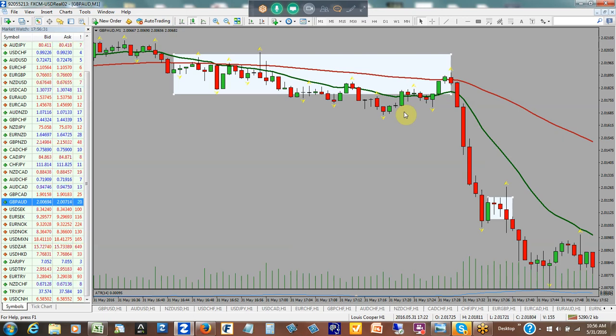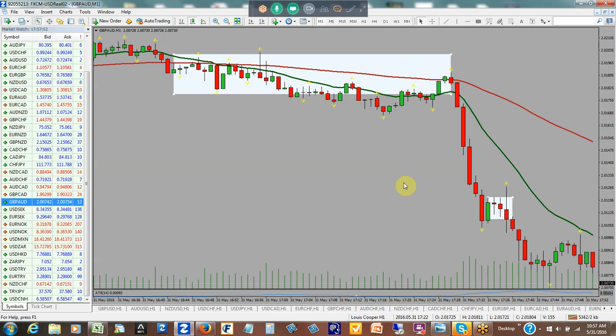So the idea is to look on a higher time frame. I preferably like H4 because of how it shows up with the volume, and you're looking for a setup that gives you a very clear sense of direction. Then you want to go down to a lower time frame and look for trades in that direction. It's very simple. And there are a lot of setups I can show you.